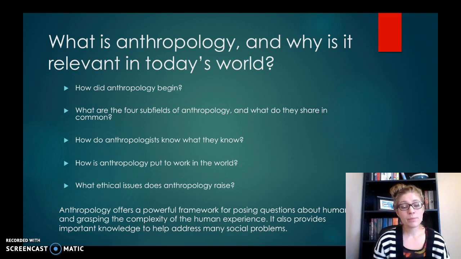Okay, but overall, we're going to have how is anthropology put to work in the world and what ethical issues does anthropology raise. Those are going to be common themes throughout the semester. So we're not going to talk about that entire topic today. It's going to be a theme throughout the semester. We'll continue to talk about those things as we move through, and each of the topics will cover those things as they come up. We'll be able to talk about those issues.